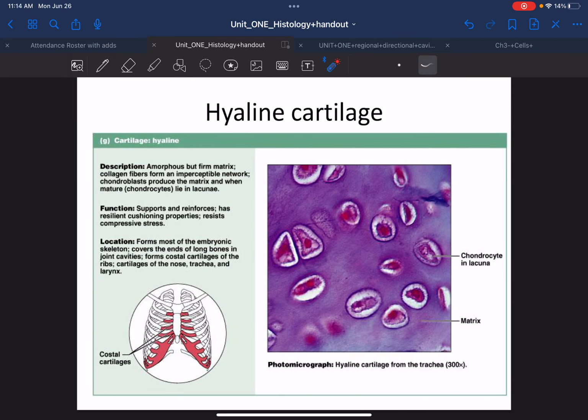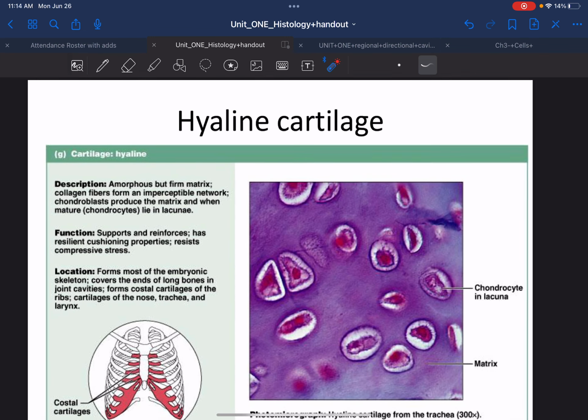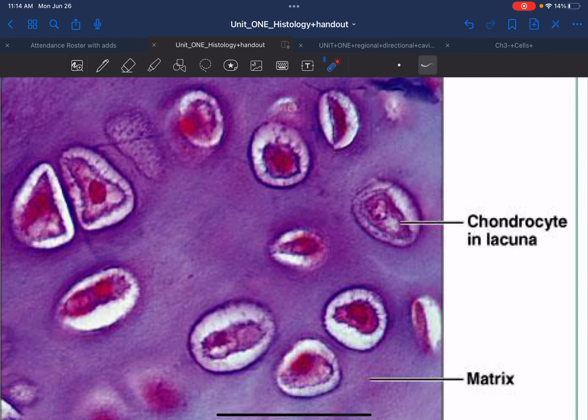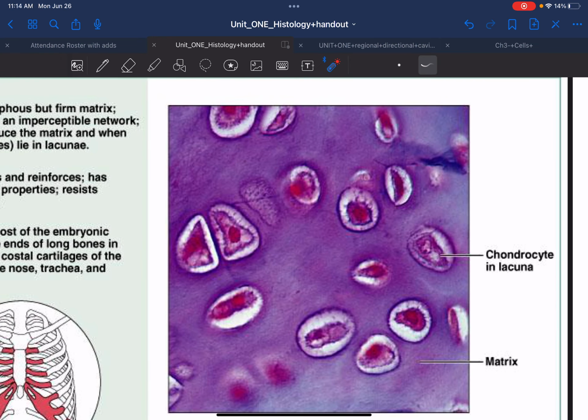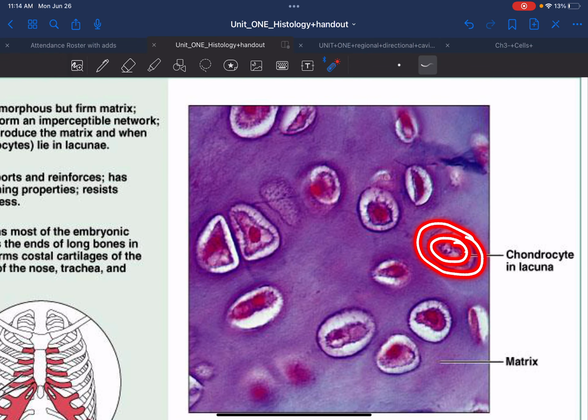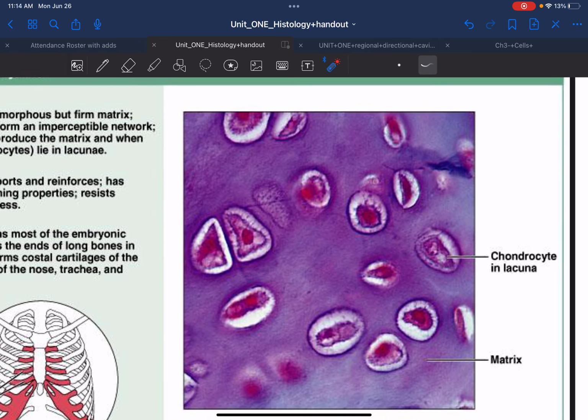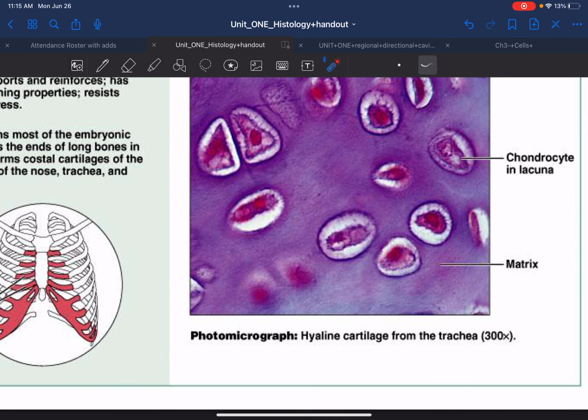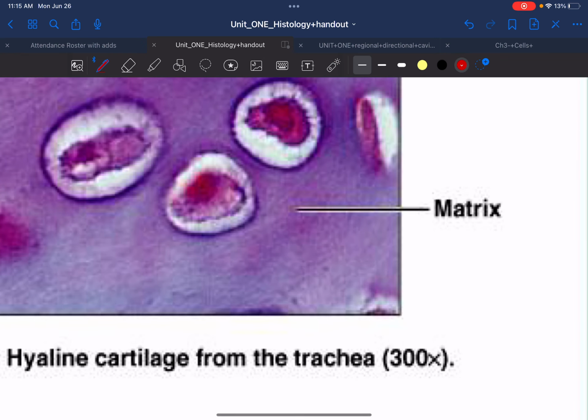All right. And then lastly, you know everything about this tissue other than the name probably, hyaline cartilage. Otherwise, there's nothing else to add. We have chondrocytes, and they live in little cavities called lacuna. Nothing has changed. And their matrix is made out of something you already know. It's pink. What's probably the main fiber? Collagen. Nice and easy.